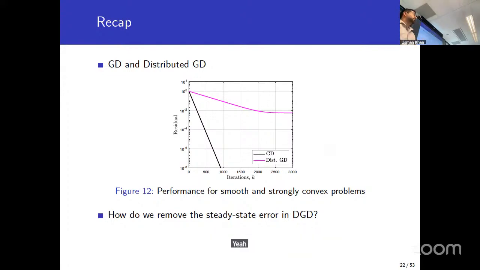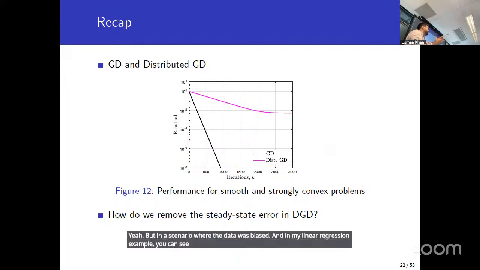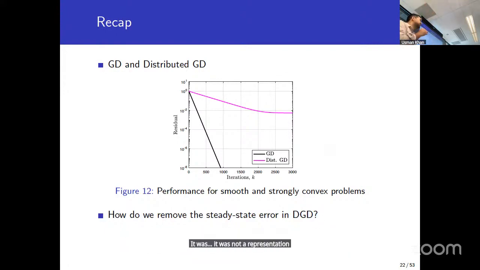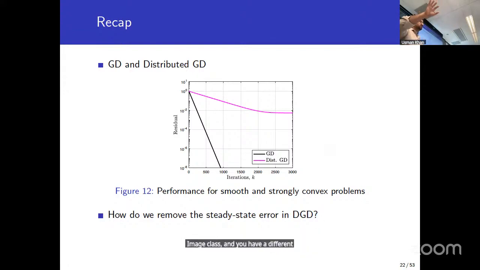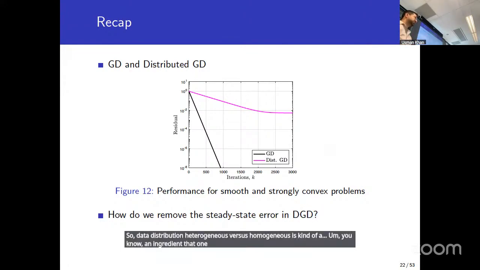Yeah. But in a scenario where the data was biased, and in my linear regression example, you can see that the data was biased, right? So the orange nodes were not a representation of the truth. This is the case when I have certain pictures of a certain image class, and you have a different image class, and another different image class. So data distribution, heterogeneous versus homogeneous, is an ingredient that one has to consider as well. Yes.